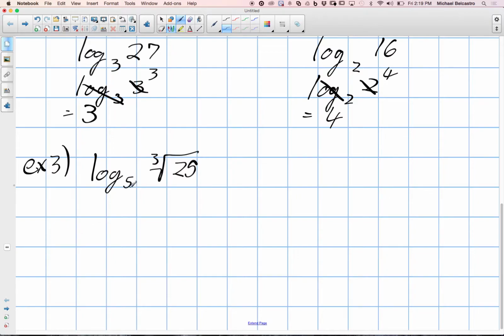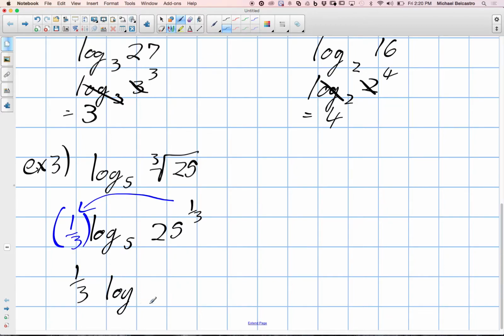Okay, here we have log base 5 of the third root of 25. The third root of 25 is going to be some decimal value, right? So let's rewrite this as an exponent: log base 5 of 25 to the power of a third. According to our power rule, we can bring the third down in front and multiply by a third instead.